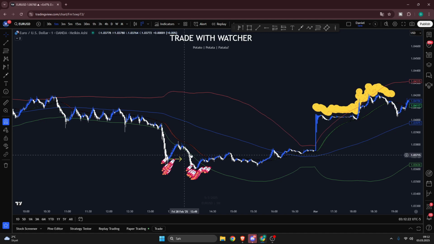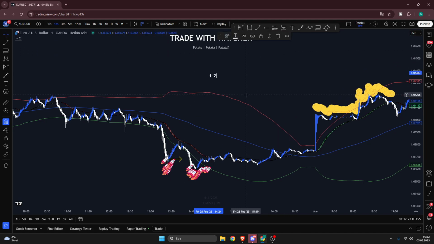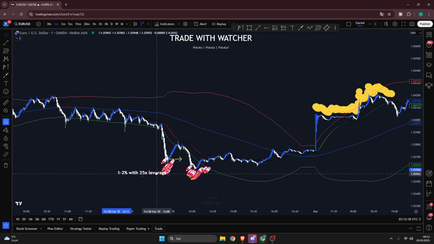And when you DCA like this, you're only going in with 1 to 2% of your account, 1 to 2% of your account with 25x leverage. 25x leverage. That's it, basically, right?